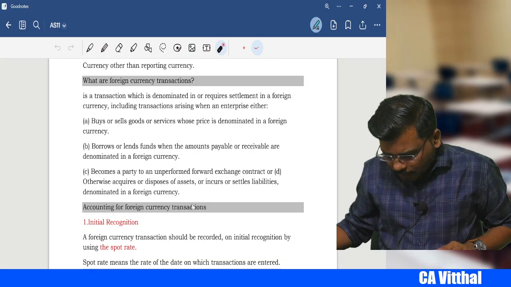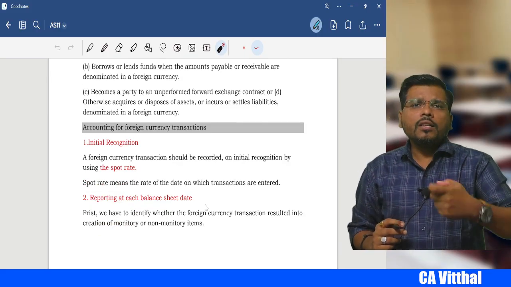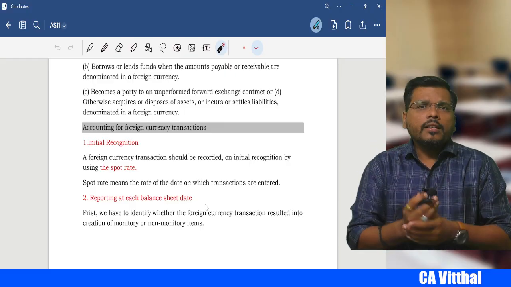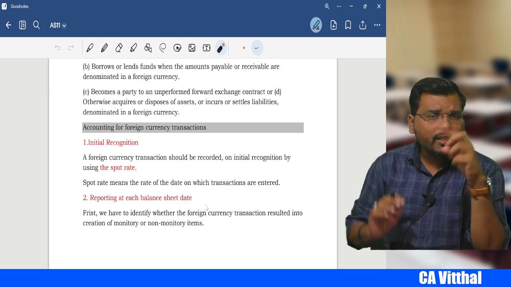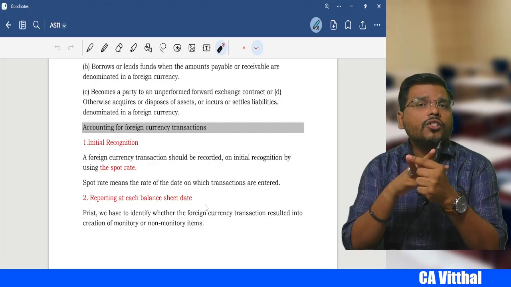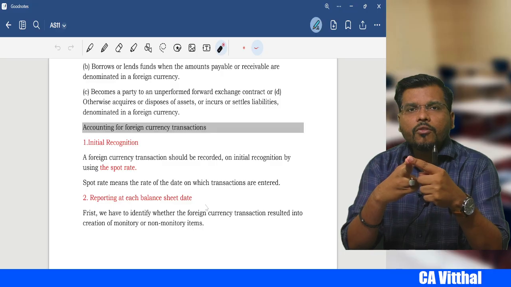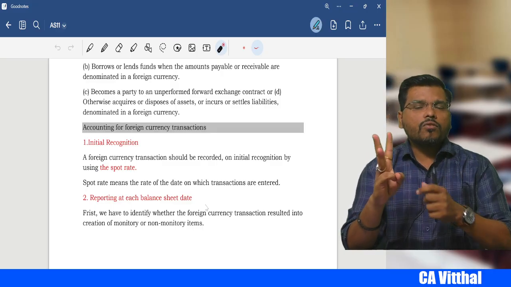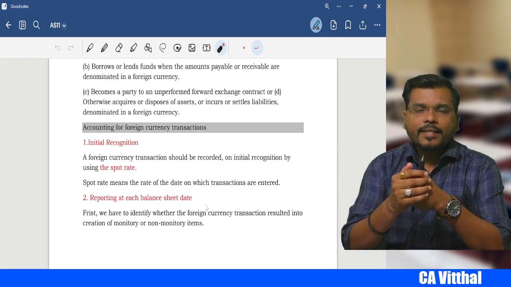Now, whenever there is a foreign currency transaction, we have to record it in our books of account. So how to record the foreign currency transaction in the books of accounts? First thing, there are three stages. Number one, initial recognition, then subsequent recognition. In subsequent, we have the balance sheet date and settlement date. So three things you have to remember whenever we record the foreign currency transaction.